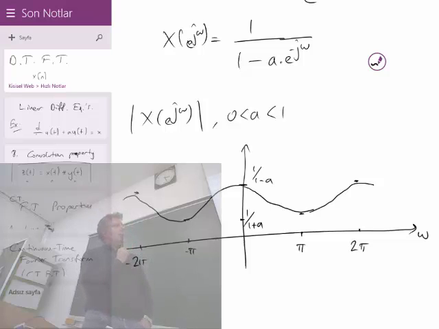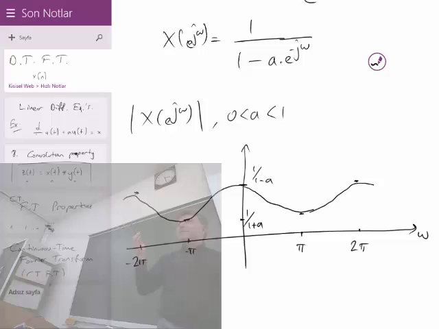Now, is this a low-pass signal or a high-pass signal? Which one would you prefer? Band-pass, low-pass, high-pass, or nothing? Depending on the value of A, it's a low-pass signal, especially if A is positive, like this. Why? Because this position around 0 is the low frequency, and the response around those low frequencies is large.